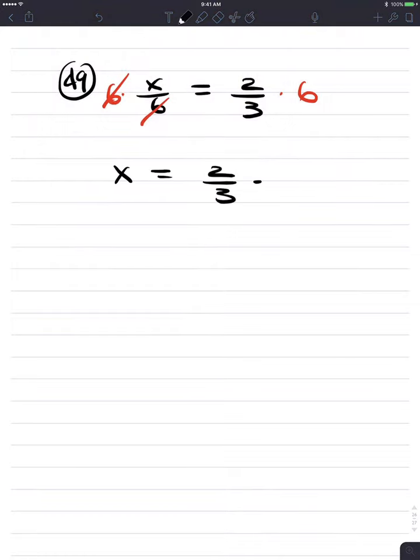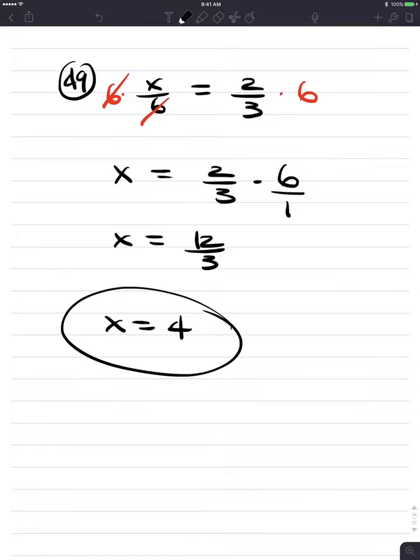Number 49. We have x over 6 equals 2/3. This is known as a proportion. So there's a few things we can do. Probably the easiest thing to do is notice that with my x, 6 is being divided into this x. So I undo this division by multiplication by the number doing the dividing. I end up with x equals 2/3 times our 6. If we're awake, we're going to notice that 2/3 times 6 is really 12/3. And that 12 divided by 3 is 4. And you're done.